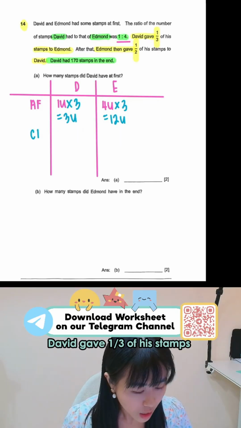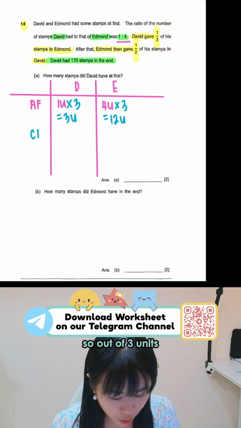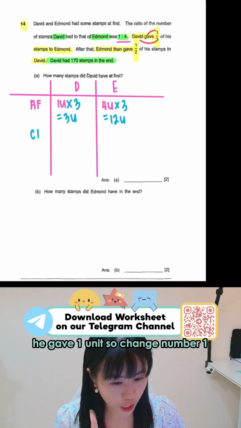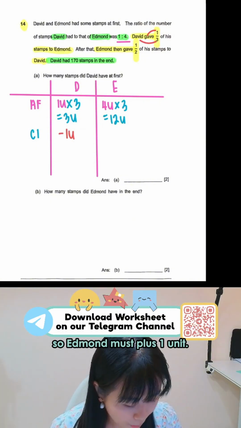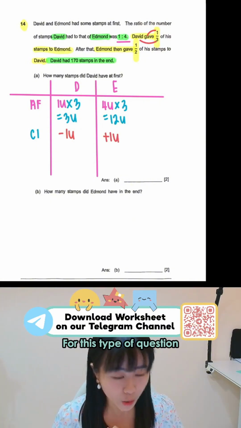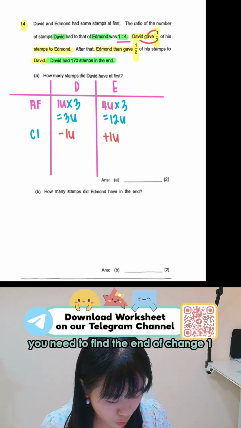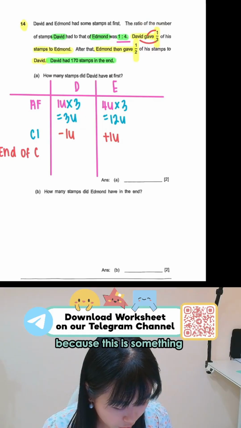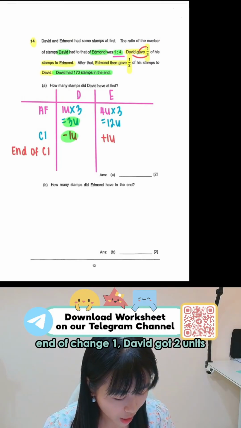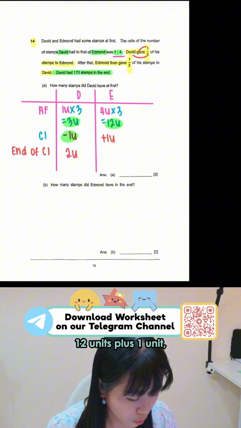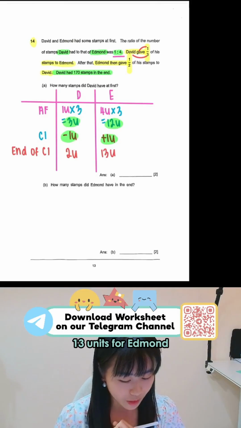Alright, change number 1. David gave 1/3 of his stamps to Edmund. So out of 3 units, right, he gave 1 unit. So change number 1, right, is minus 1 unit. So David gave that 1 unit to Edmund, right? So Edmund must plus 1 unit. Okay, for this type of question, don't straight away go to change 2. If you straight away go to change 2, you will make a mistake. You need to find the end of change 1, what is happening here first, because this is something you need to check later on. 3 units minus 1 unit, end of change 1, David got 2 units. 12 units plus 1 unit, right? 13 units for Edmund. Okay, that's end of change 1.